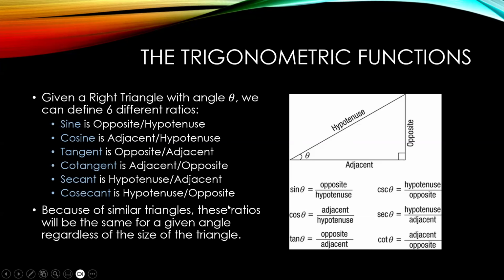We do have three other ones, though. The cotangent is the adjacent over the opposite. The secant is the hypotenuse over the adjacent. And the cosecant is the hypotenuse divided by the opposite. Because of similar triangles, these ratios will be the same for any given angle, regardless of the size of the triangle. And so if you know what theta is, this ratio is guaranteed to be the same.